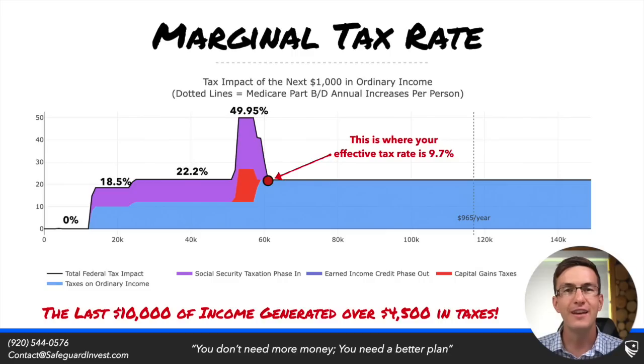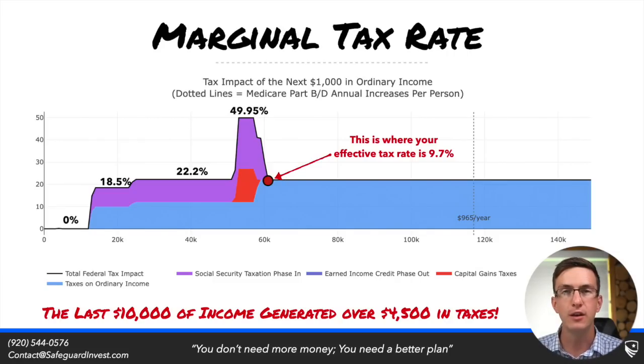Now on the screen, I have a tax graph for somebody who is on Social Security, and this red dot right here is showing the amount of income they would take from their traditional IRAs. At this red dot, if they took roughly around $60,000 worth of income, their effective tax rate would be 9.7%, as we just showed in that previous example.